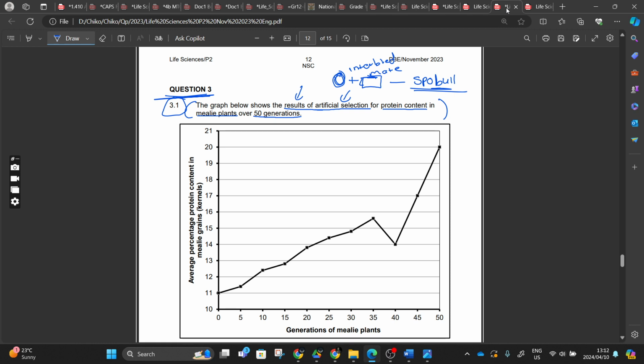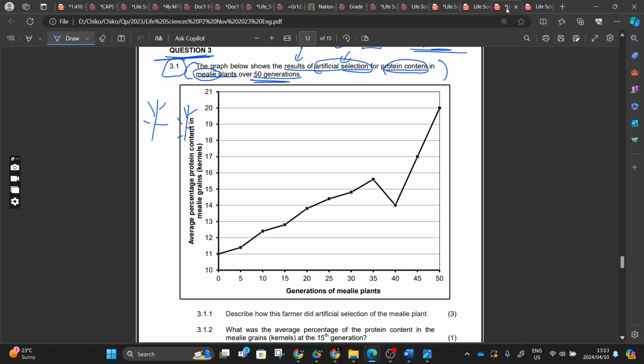If it was natural, a pit bull would mate with a pit bull, right? But now it's artificial, which means that we, as human beings, are selecting a group of individuals that we want to mate. And this artificial selection here was done for protein content in maize. So we have maize, and we are crossing two maize plants for protein content over 50 generations. So we come to the table. Where is the heading of the table?